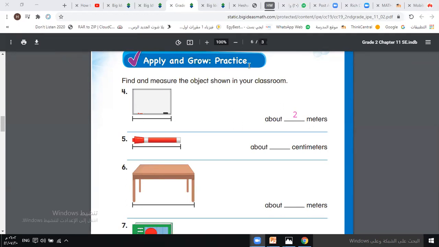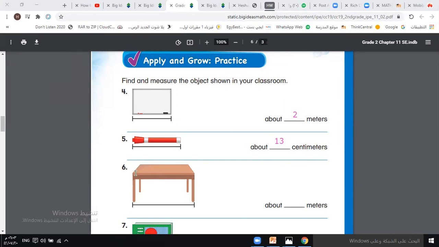Ilan, the length of your pencil about how many centimeters? It is about 13 centimeters. 13 centimeters. Okay, right here 13. Grade 2, all of you write the length of your pencil, okay? If you find it's 10 centimeters, write it. If it's 14 centimeters, write it. If it's 8 centimeters, write it, okay? It's no problem. Write the length of your pencil. Thank you, Ilan. Excellent boy.